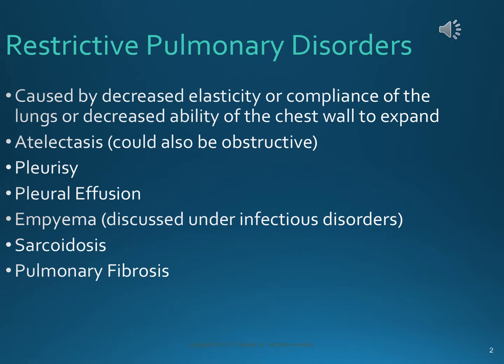Types of restrictive pulmonary disorders are atelectasis. This could also be an obstructive disorder, but we'll consider it restrictive for the purposes of this discussion. Pleurisy, pleural effusion, empyema, which we discussed under infectious disorders, sarcoidosis, and pulmonary fibrosis.